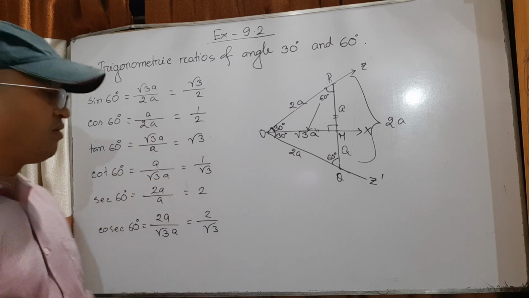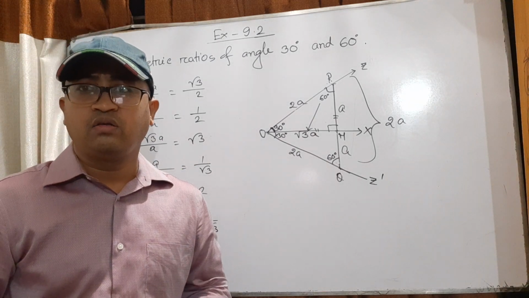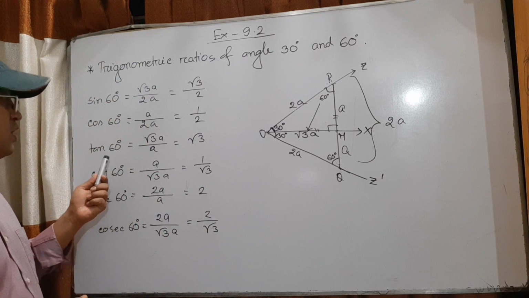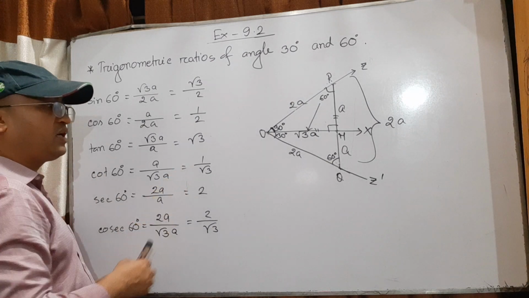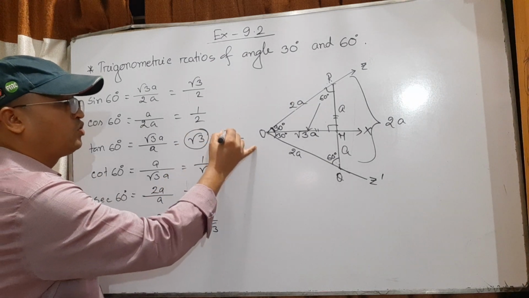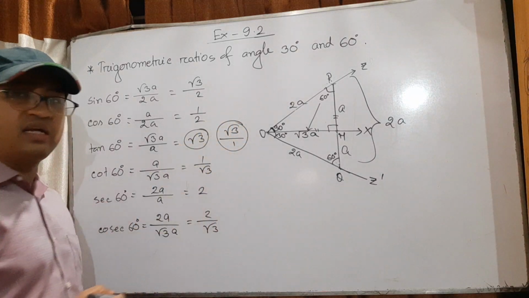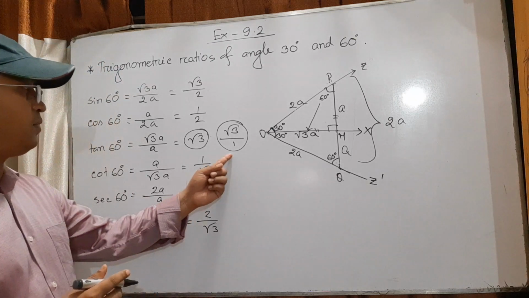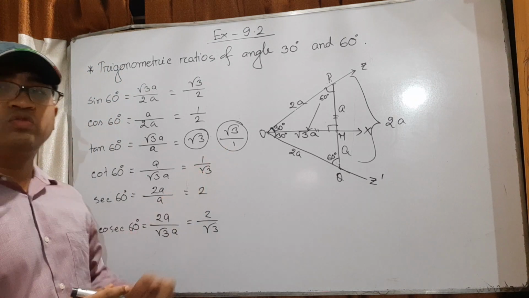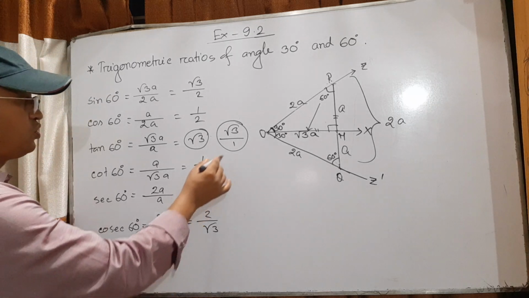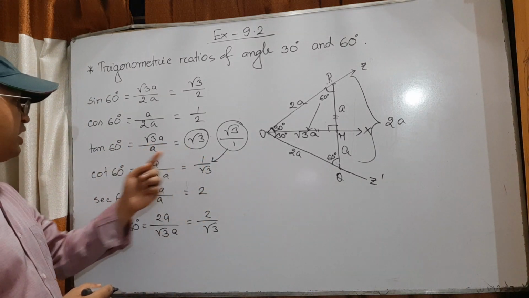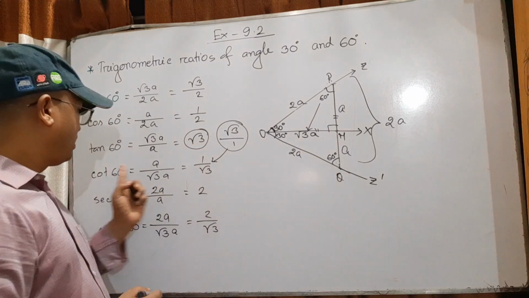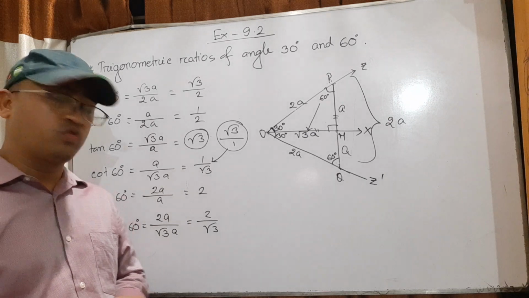If you know these 3, the remaining 3 you can find out by taking the reciprocal or opposite. So cot theta is the opposite of tan theta, that is root 3 by 1. We can take 1 as the denominator in every number. So it becomes 1 by root 3 when you take the reciprocal. Sorry, tan 60 degree is root 3, cot 60 degree becomes 1 by root 3.